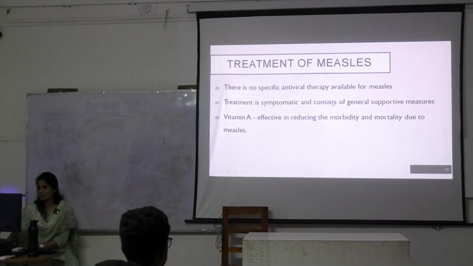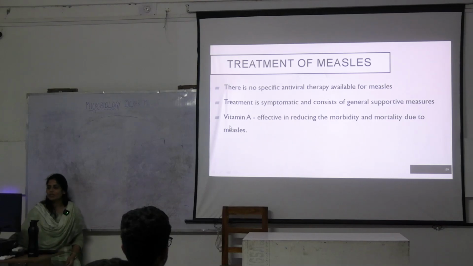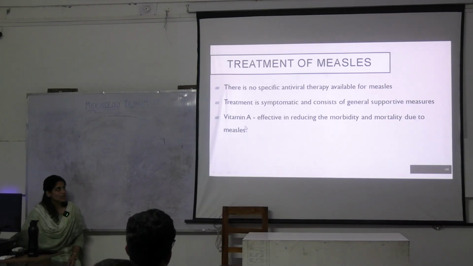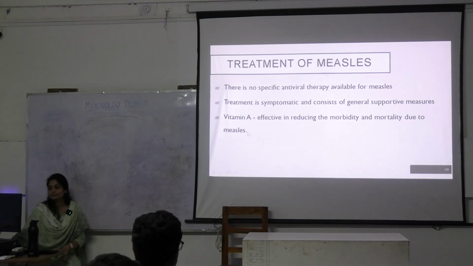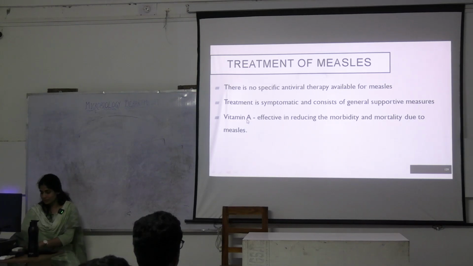There is no specific treatment, but even when you are giving the measles vaccine, after the child has reached 1 year of age, you provide vitamin A. Why? Because measles has the capability of causing ocular infections, and we give vitamin A to prevent blindness, okay, and it will also boost the immunity.